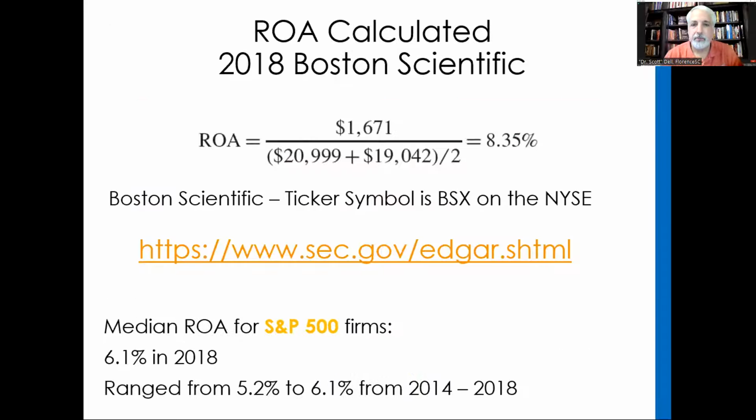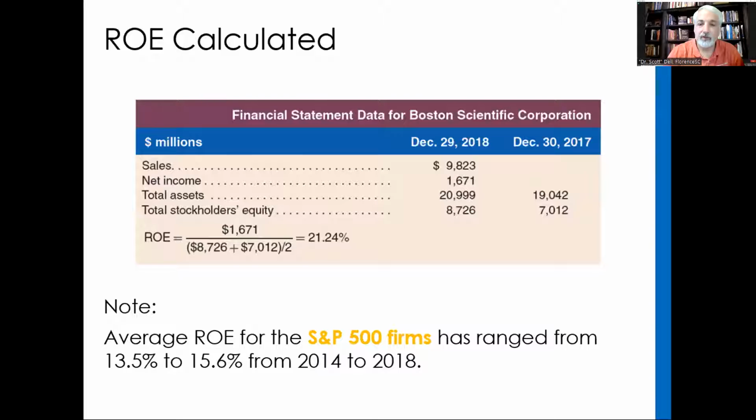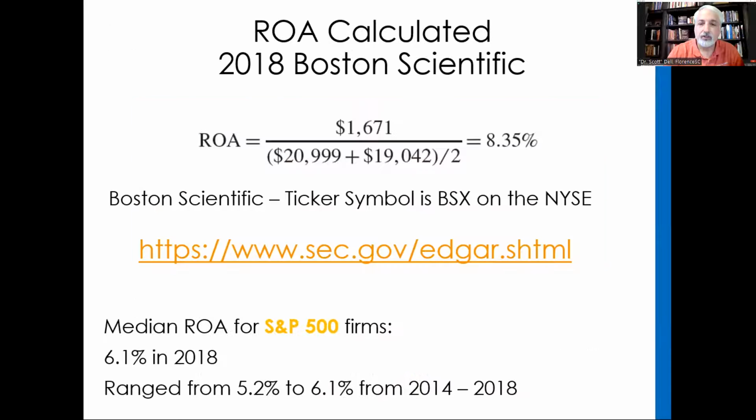Let's take a look at Boston Scientific's return on assets for the same period. We've got a ticker symbol, BSX. We've got the net income divided by the average assets, 8.35%. Return on assets. And you'll notice that, yes, ROA is lower. We've got the 21% versus the 8% of return on assets versus return on equity. Is that good or bad?